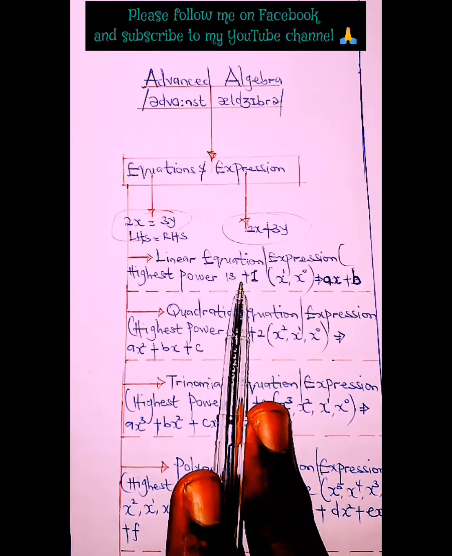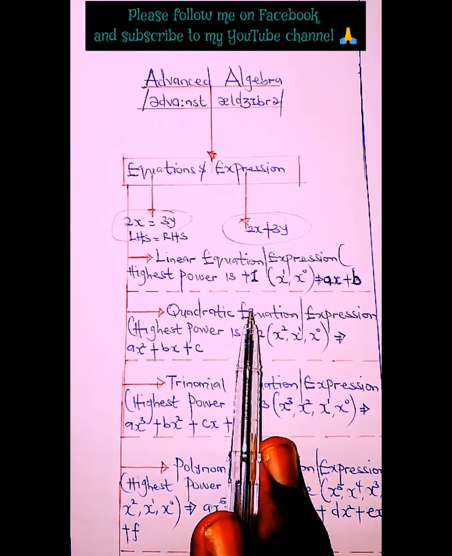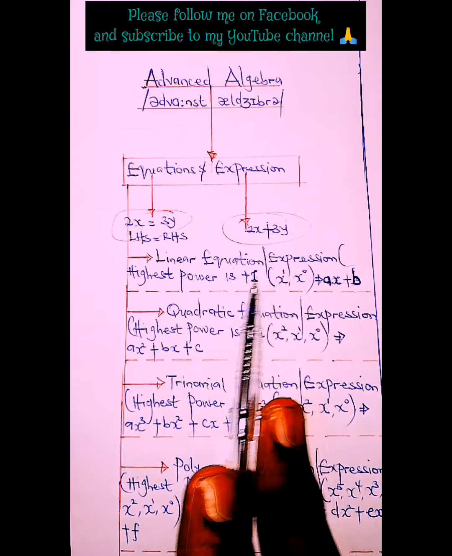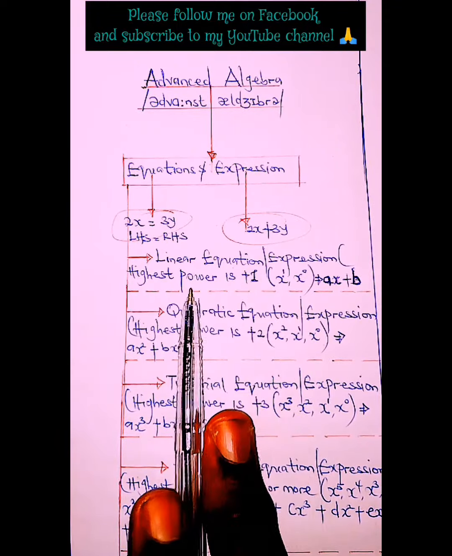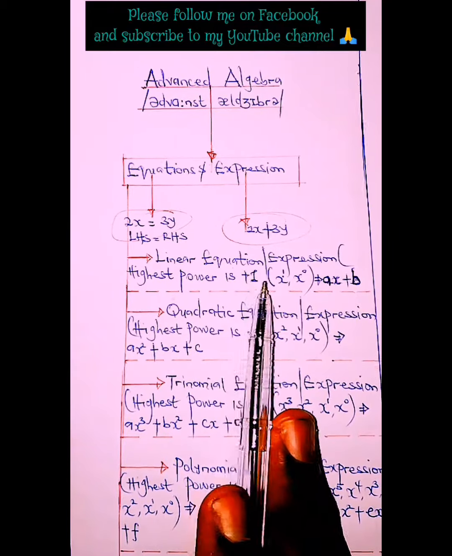Now when we talk about linear equation, how do we get to know a linear equation when we see one in a question? How do we identify a linear equation? Because that's one of the major challenges. Every linear equation has the highest power to be plus 1. When we talk about linear equation, the highest power for every linear equation is positive 1.